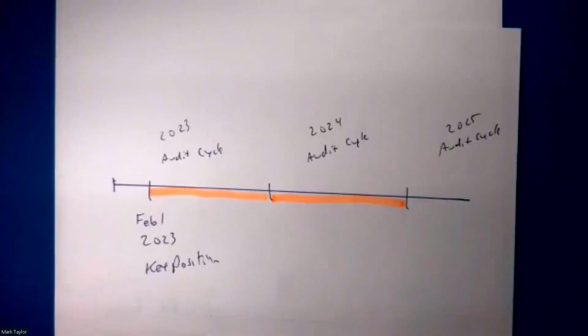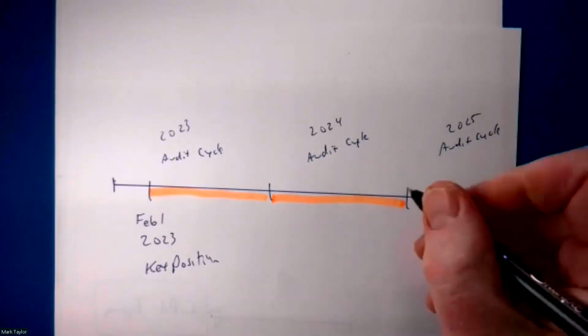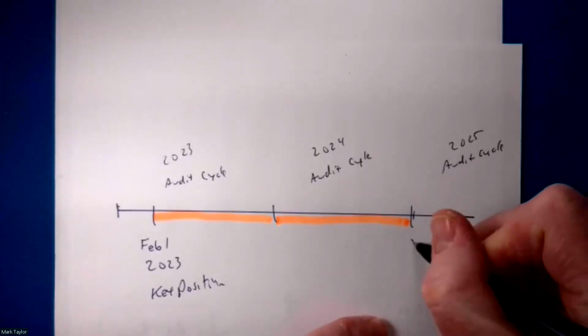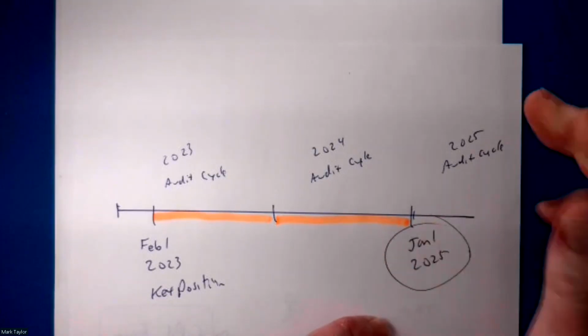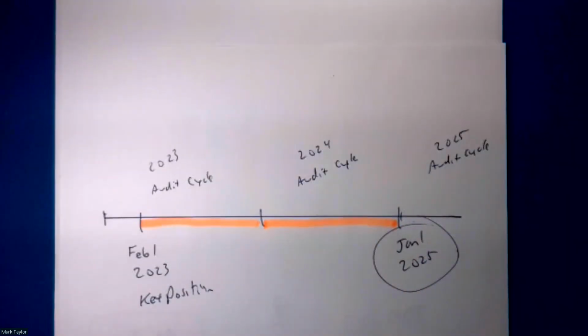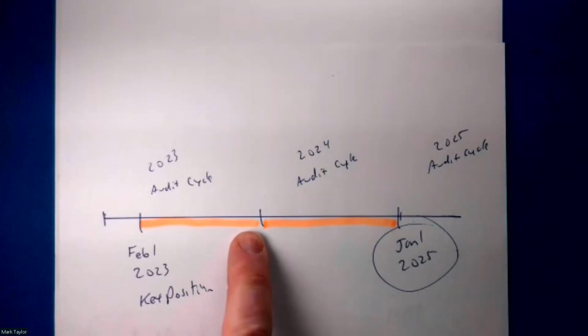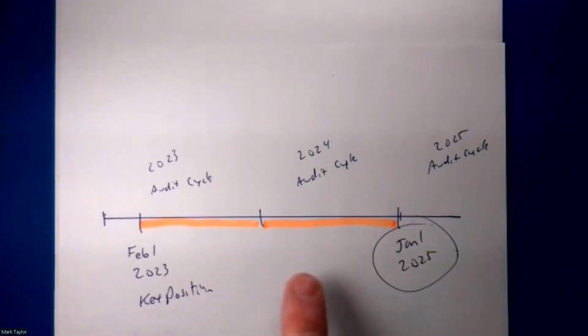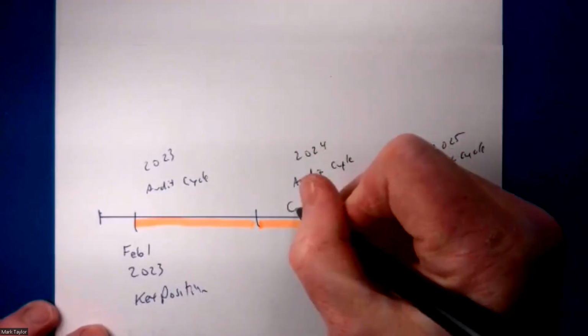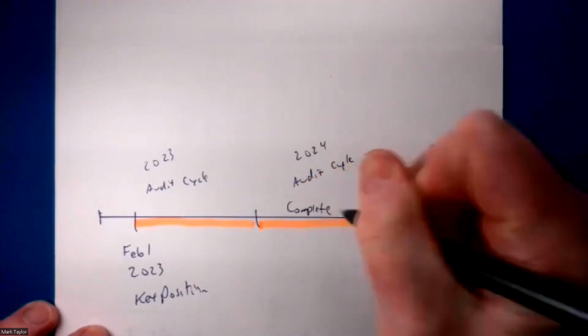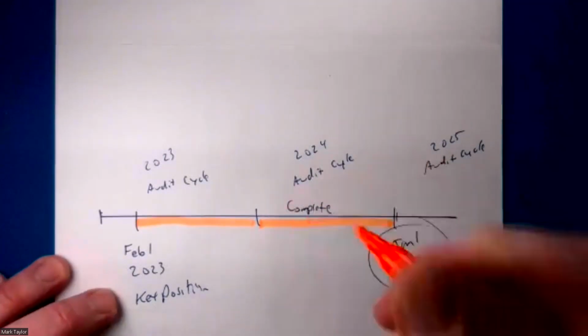So this means if they offered it to you on February 1st, 2023, you could take it on January 1st, 2025. So it's at least a year. Now, if they offered it to you in December, then it's 1 year. But they say it has to be at least a complete audit cycle that you have to be offered.